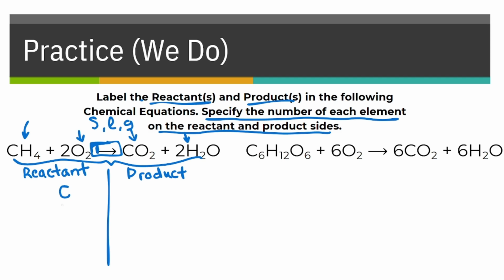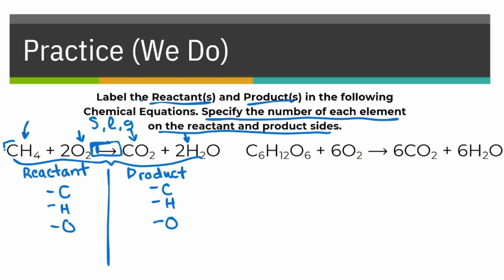I know I have carbon, I know I have hydrogen, and I have oxygen on both sides of my reaction. Both the product and reactant sides have the same material. Let's go ahead and determine how many of each atom is represented. Let's start with our reactant side.